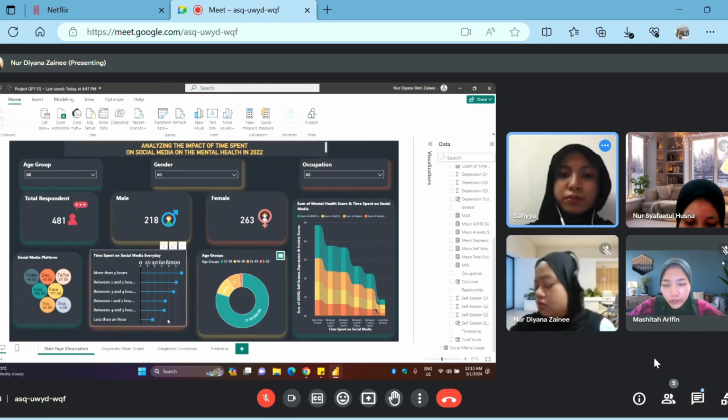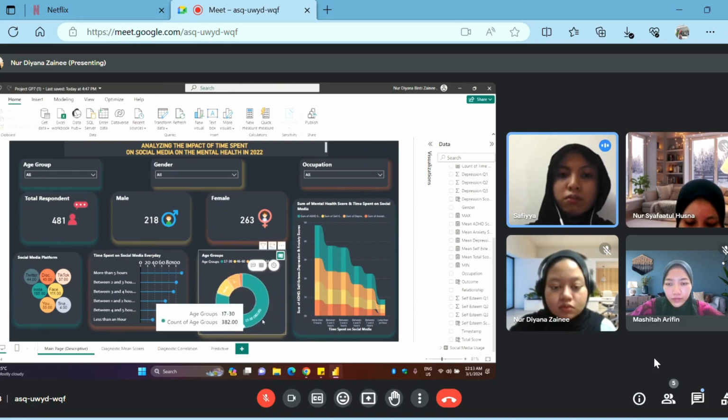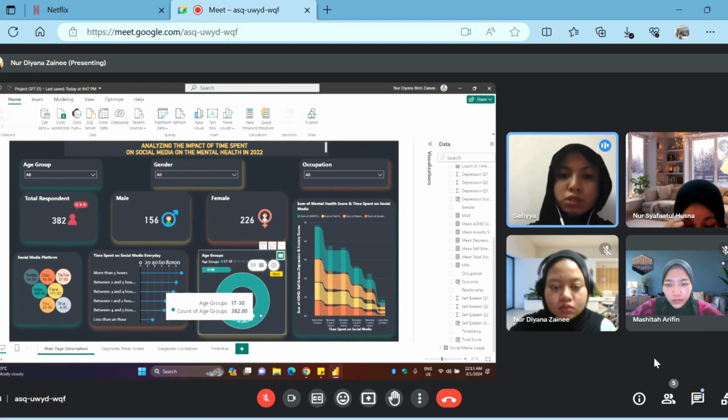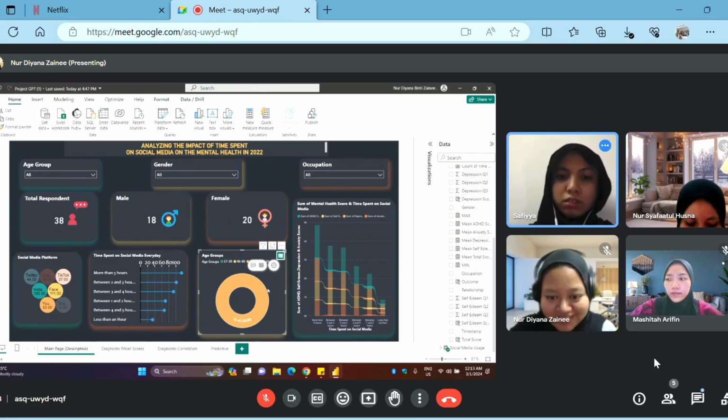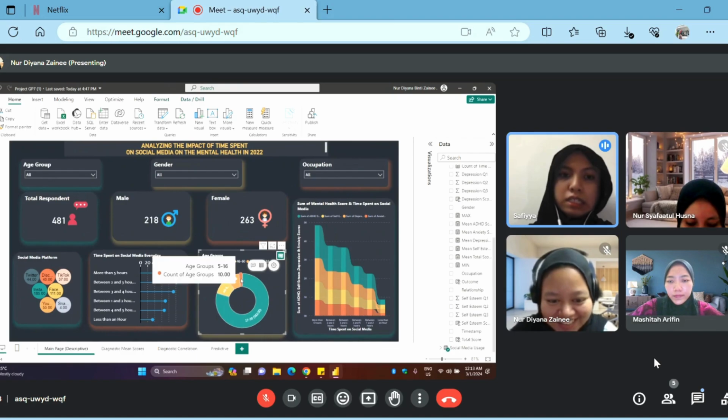For the age group, we can see that most of the age group that uses social media would be 17 to 30 years old. Then the next one is 46 to 60 years old. The third one is 31 to 45 years old. And lastly, the least age group would be 5 to 16 years old.